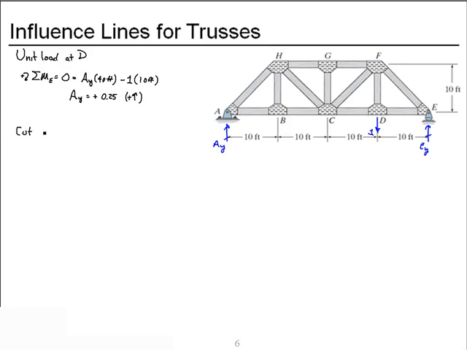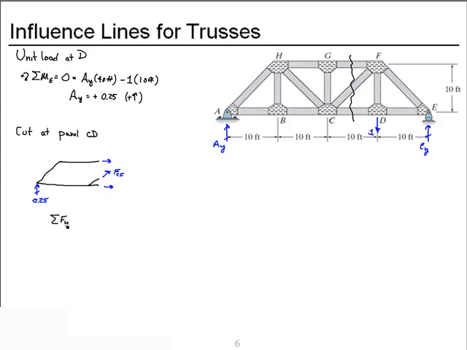We'll cut the truss into two sections at panel CD. I'll keep the left section. We have the vertical reaction at A. The unit load is now at D, so it's not on this free body. We have our unknown truss member forces, and only FCF is in the vertical direction.